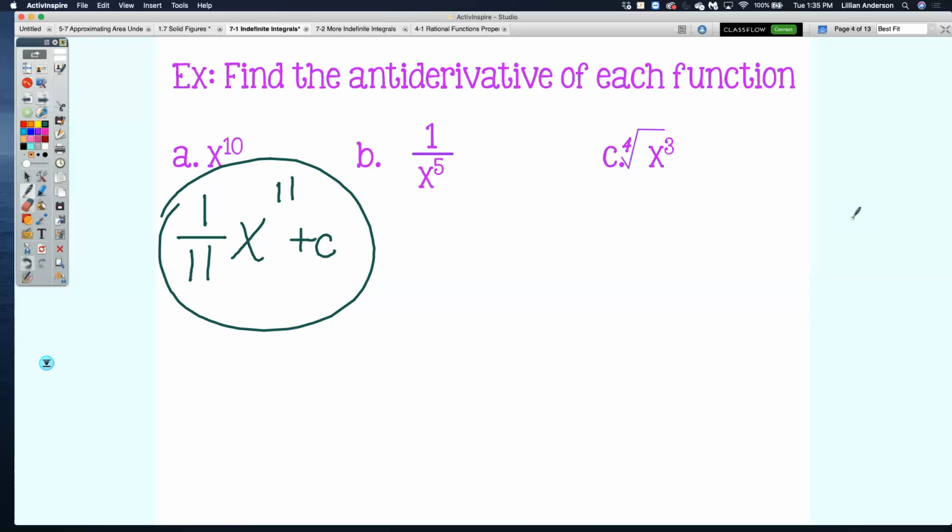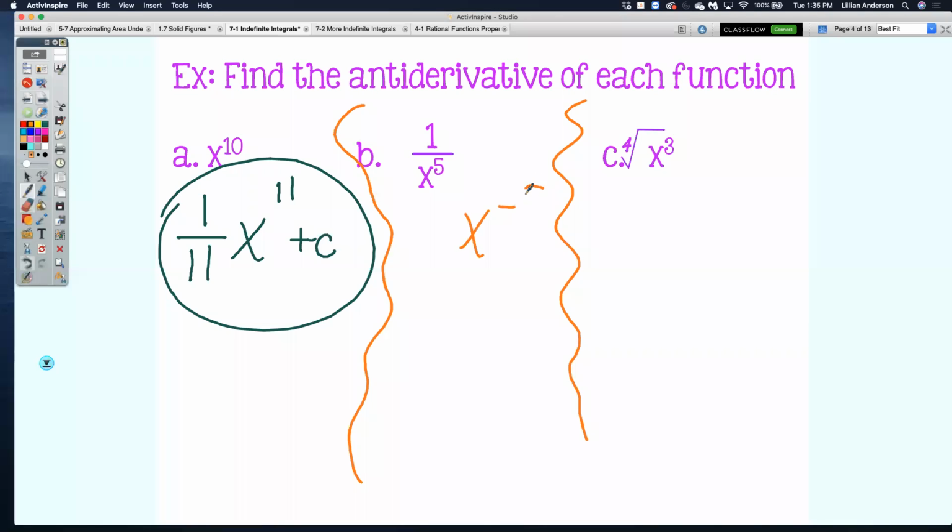When I look at B, again, that rule we have is for powers. Right now, this is saying 1 over x to the 5th. I can't quite apply the formula right now. I'm going to have to rewrite this so that it is in the form of x to the n power. How do I do that? I would do x to the -5. Then I would apply that rule so that I can do the antiderivative. Add 1 to your exponent. What does that become? And then your coefficient is going to be 1 over the new exponent plus c.